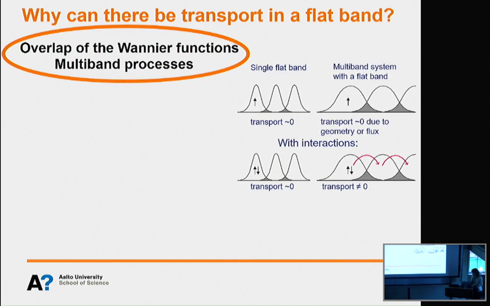And now I would like to discuss a bit what is the physics behind all this. So the essential things are overlap of the Wannier functions, and that you must have a multiband process present. So in this picture, I have now a single flat band, meaning that the transport is zero. So that would be like a single band system. You don't have overlap of the Wannier functions.